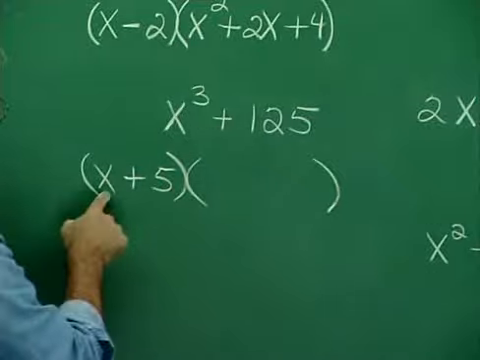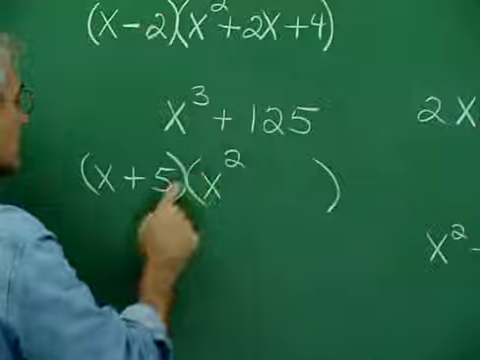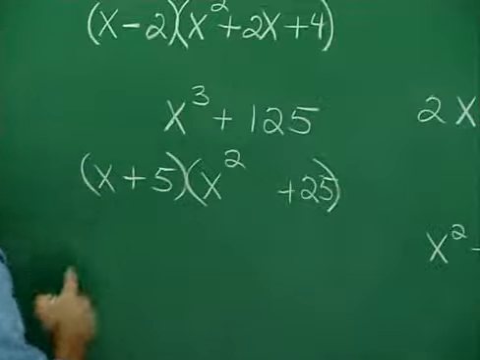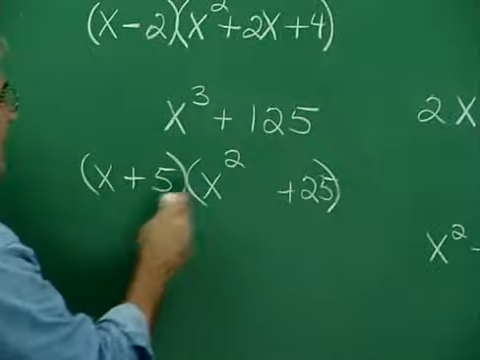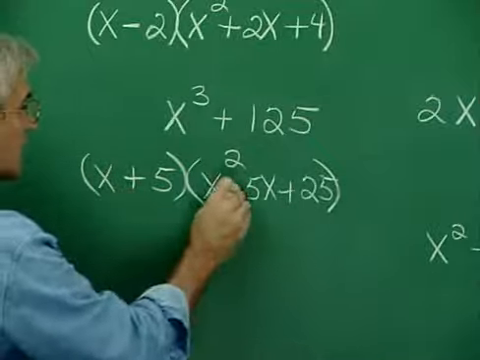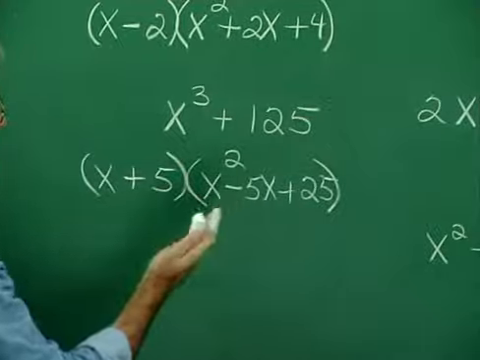First term here is that guy squared. The last term is this one squared. And the middle term is the product of these two without regard to sign. So we have 5 times x, 5x, and the sign is opposite this sign, so it's minus. So here's our factored form.